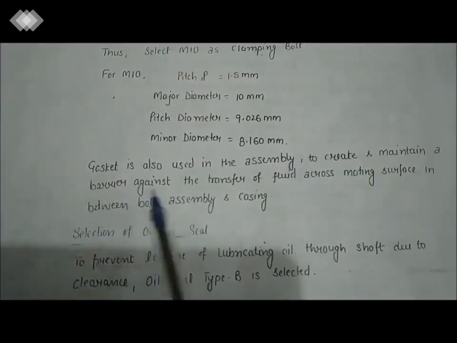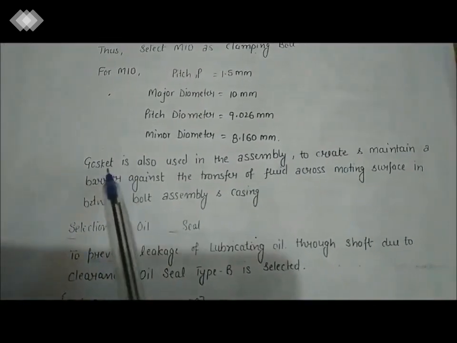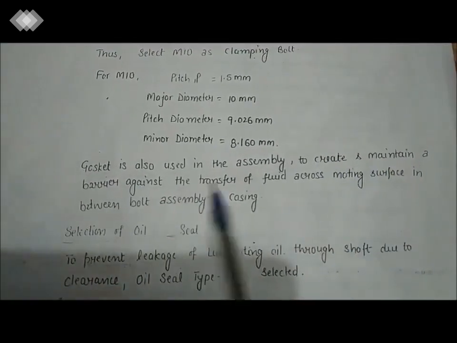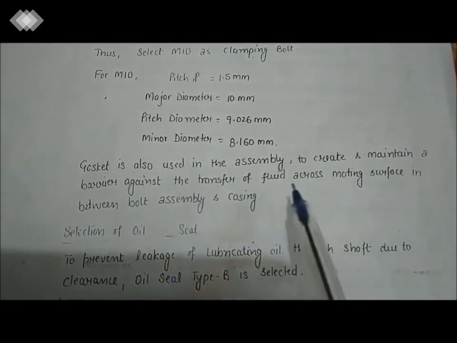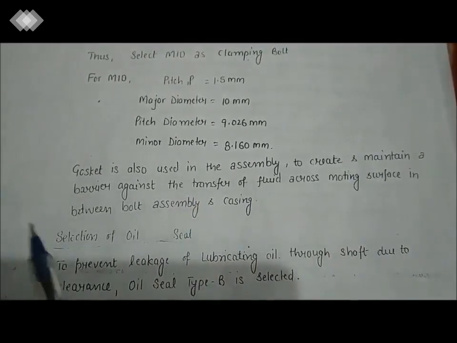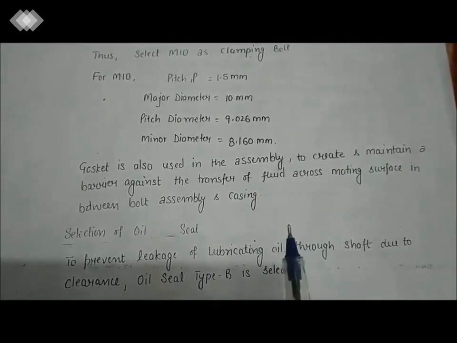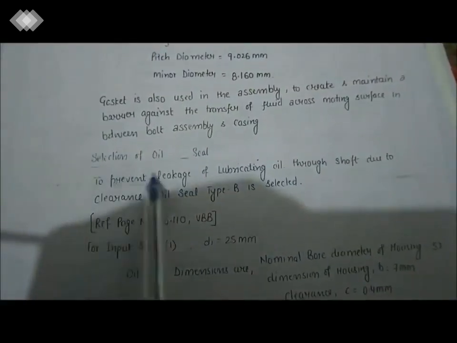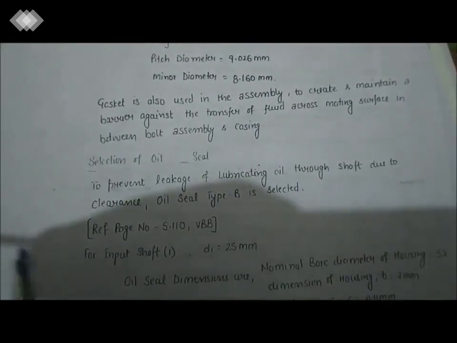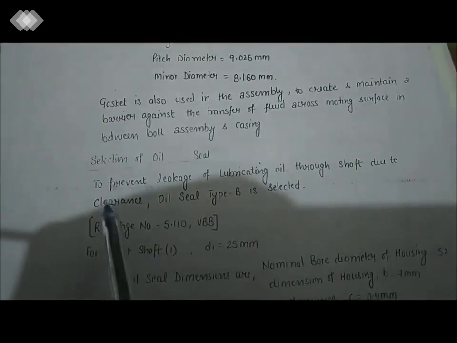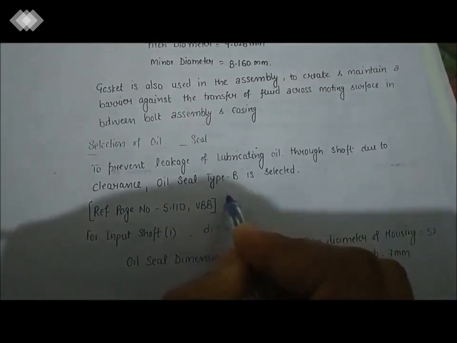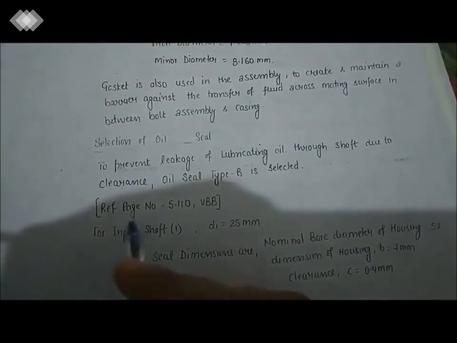Now we are going to also use the gasket for safety, to maintain and create the barrier against the transfer of fluid across the mating surface between the bolt and casing. So in selection of oil seal, to prevent the leakage of lubricating oil through the shaft due to clearance, oil seal we can select from type B. Okay, refer the page number 5.110.